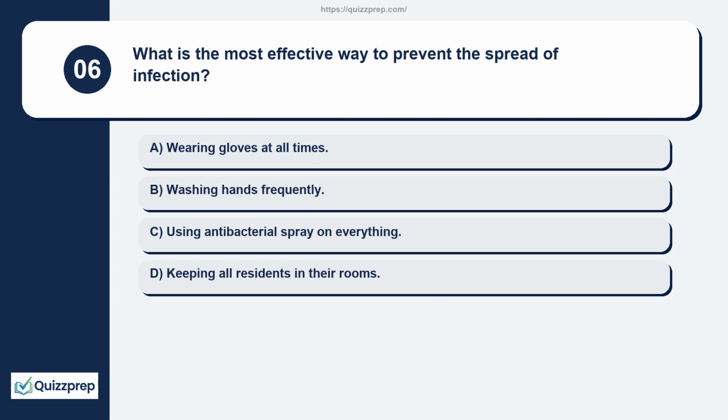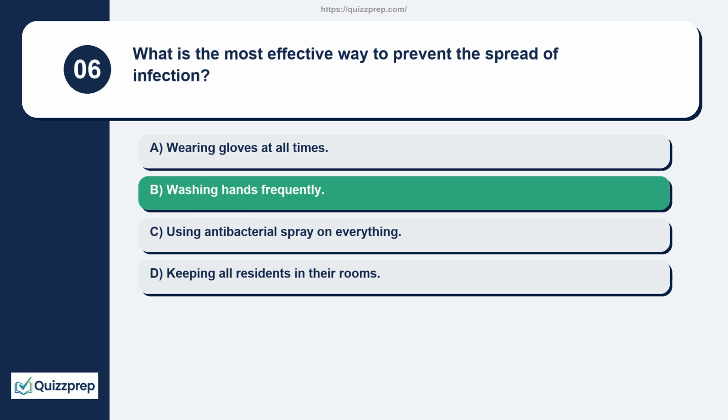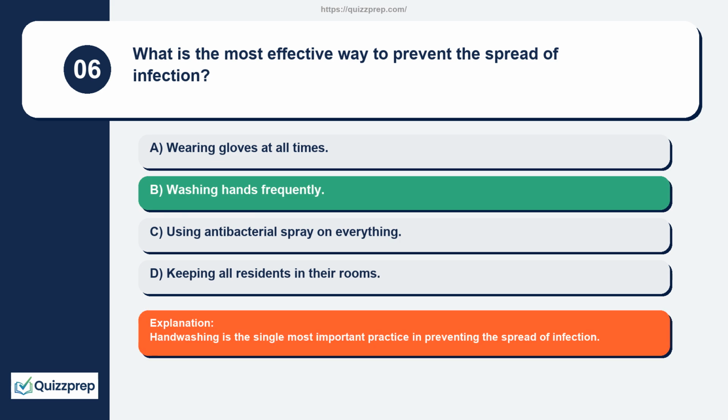Question 6. What is the most effective way to prevent the spread of infection? Wearing gloves at all times, washing hands frequently, using antibacterial spray on everything, or keeping all residents in their rooms? Hand washing is the single most important practice in preventing the spread of infection.